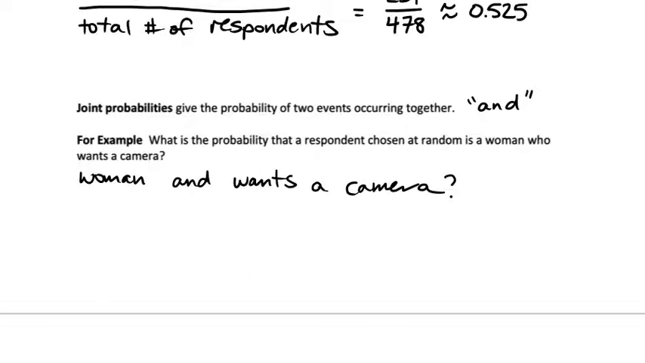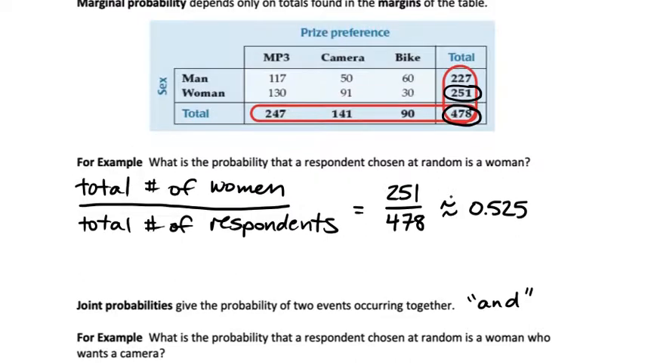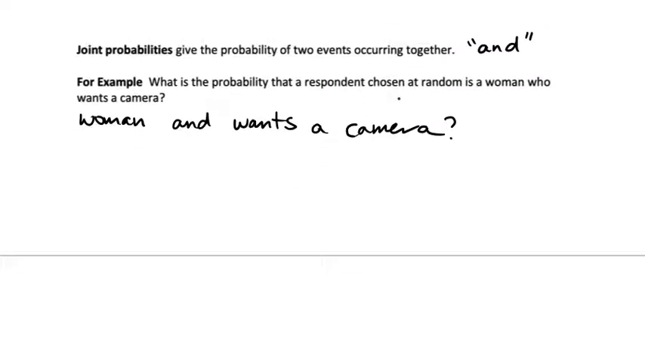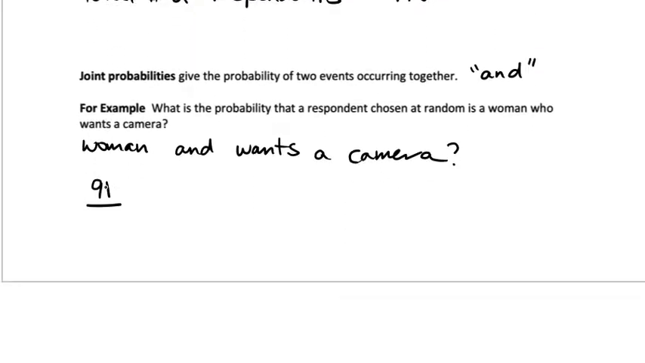And to figure that out, I would look at my table and find the total number of respondents who were women and wanted a camera. In this case, that was 91. So there were 91 respondents who were women who wanted a camera, and we would divide that by the total number of respondents, which is still 478. And when I divide those two, I get approximately 0.190.